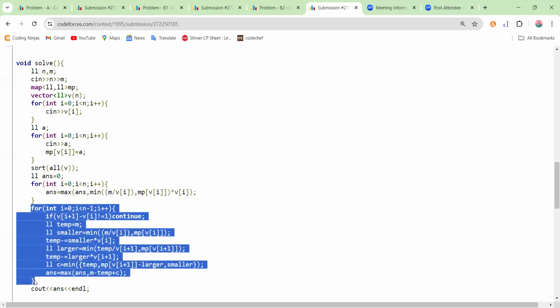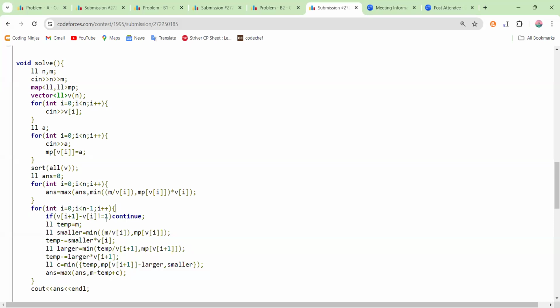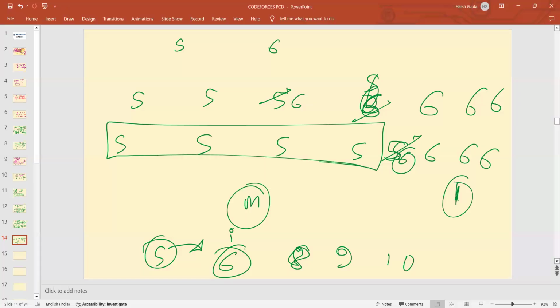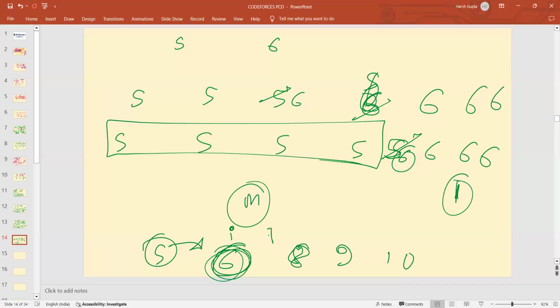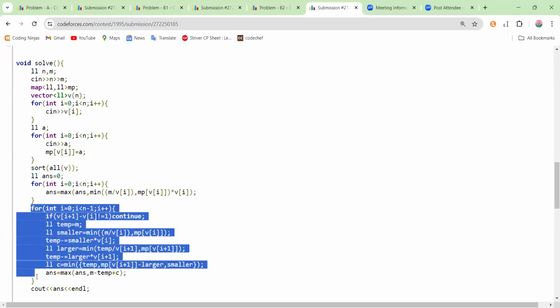Now this for loop is the one when I am selecting flowers of two types. That is, one containing 5, one containing 6, one containing 8, one containing 9, something like this, adjacent ones. So if v of I plus 1 minus v of I is not equal to 1, should I proceed with this case of I? Let's suppose my I is over here, 6. I don't have 7. And I have decided that this is the case when I am taking flowers of two distinct types. So should I proceed with this one?